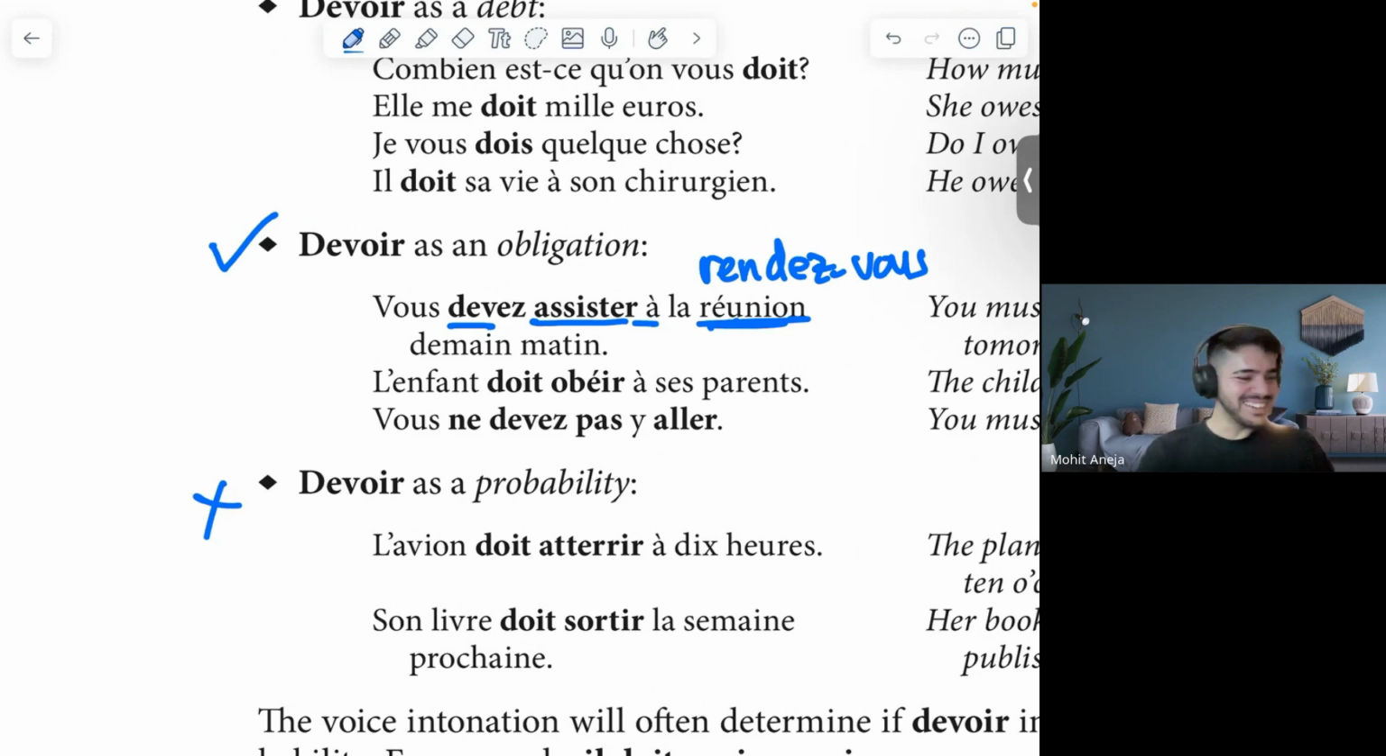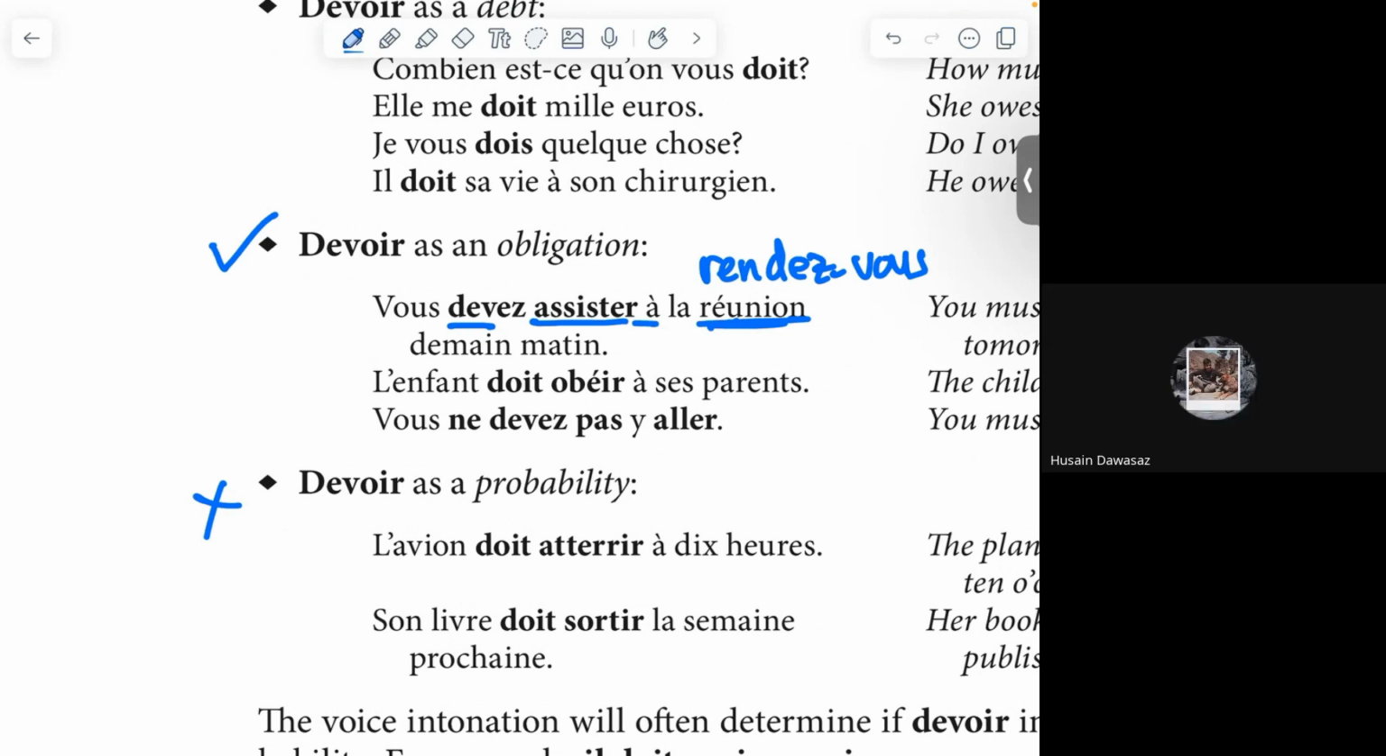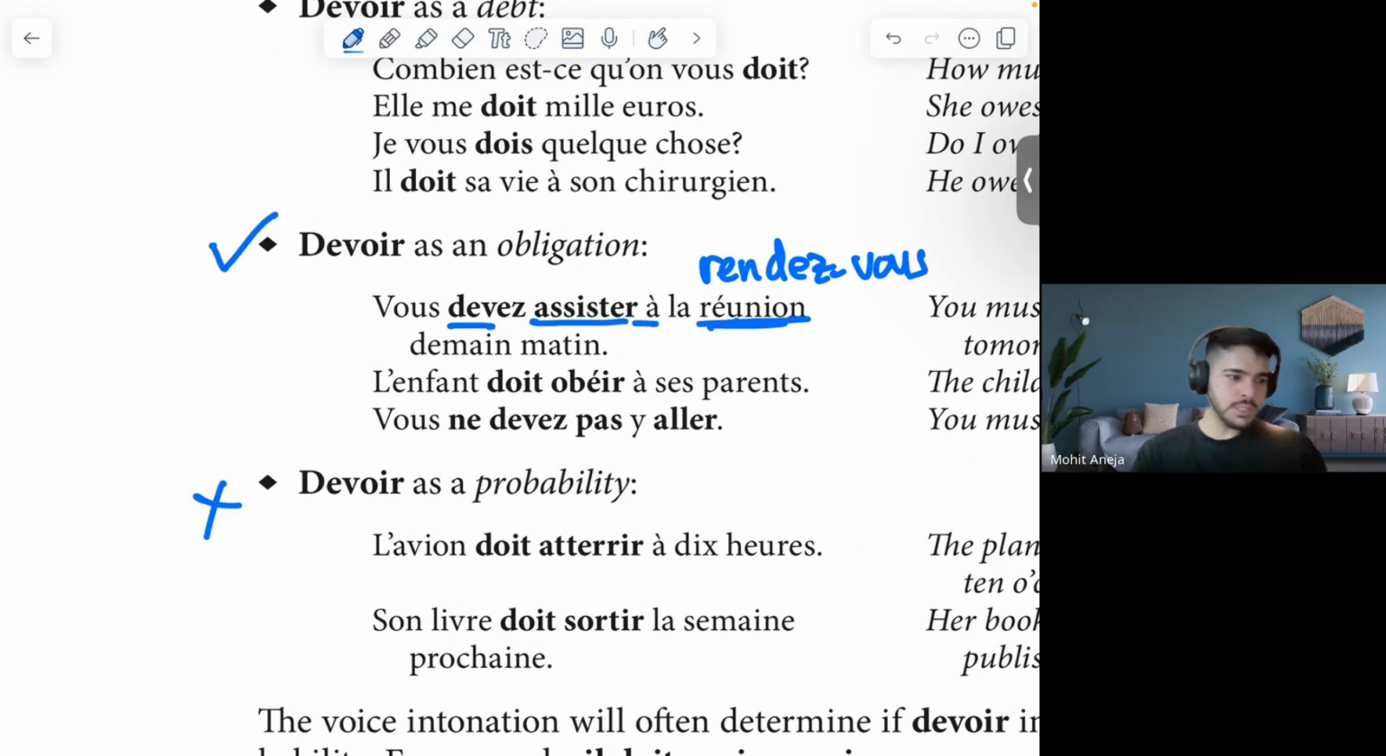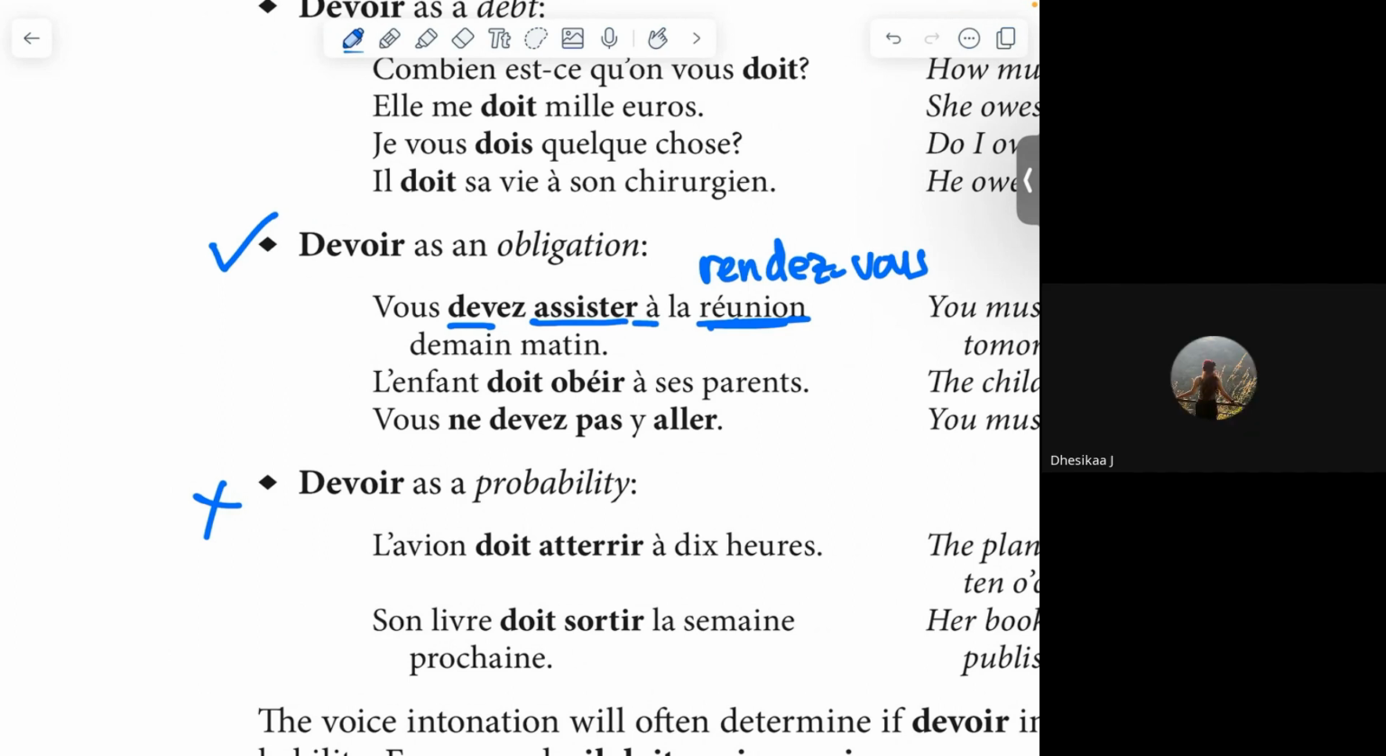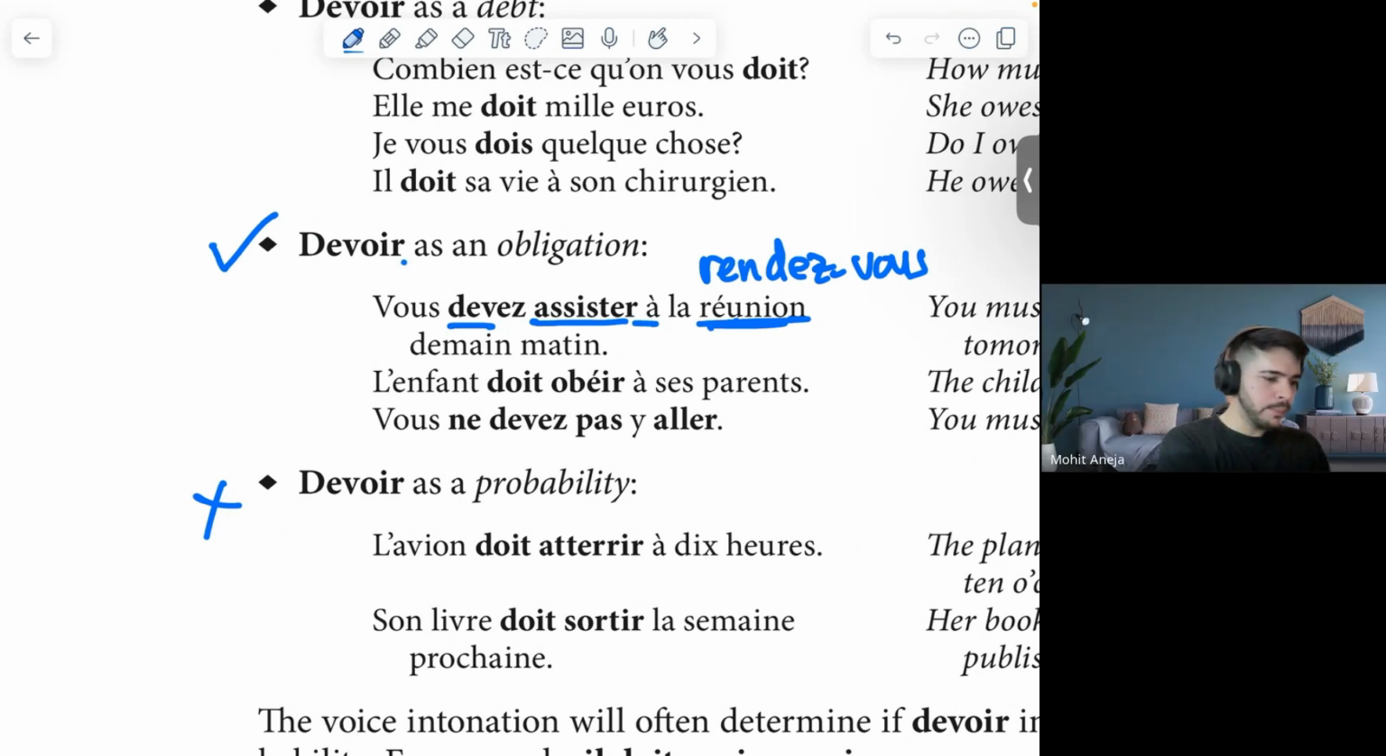So, did you understand this concept? Where did I use devoir? Here Hussein, can you tell me where is devoir? The second word, vous devez. Yes, second word, and what is the infinitive form here, Desika? Assister, the second verb. So here the subject is who, devez is the verb in conjugated form, and then assister is in infinitive form. Okay?